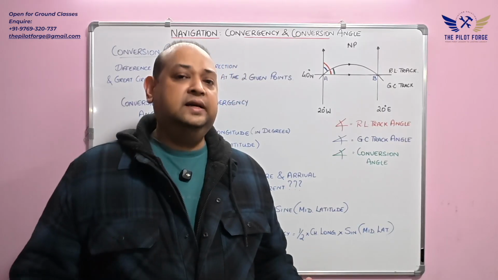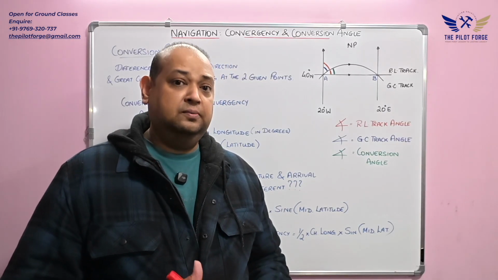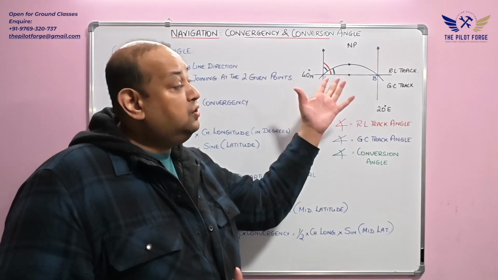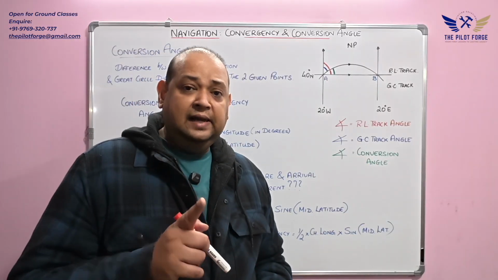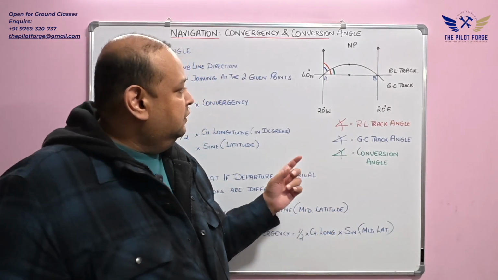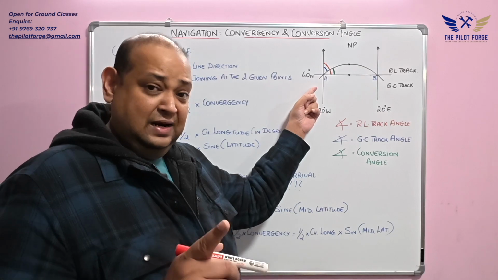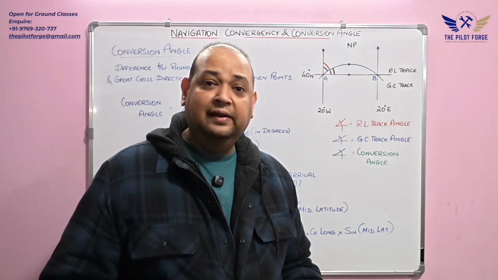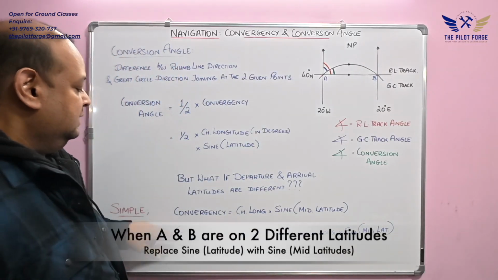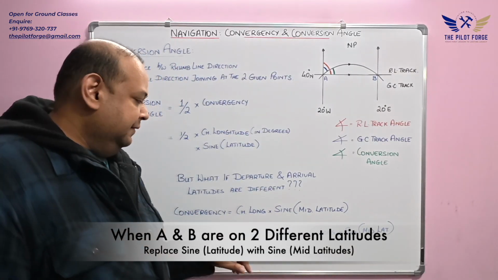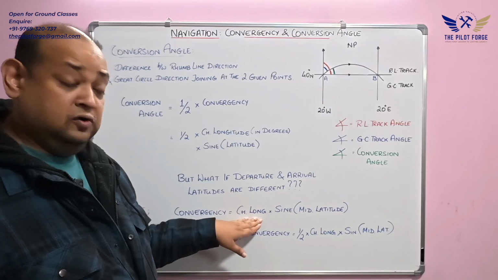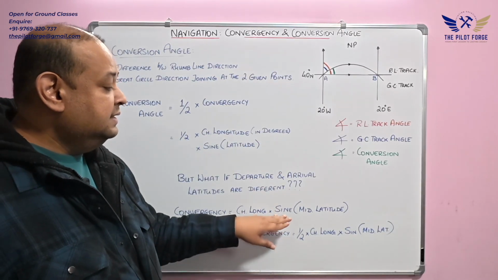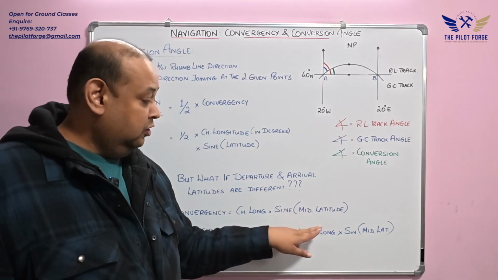So all of this is great, but the thing that we've missed out majorly is the fact that we have seen all of this on one single latitude. What if your departure is on one latitude and your arrival is on another latitude, what happens then? It's very simple. The formula then changes in a very simple way. Convergency becomes change in longitude in degrees into the sine of middle latitude, or mid latitude.